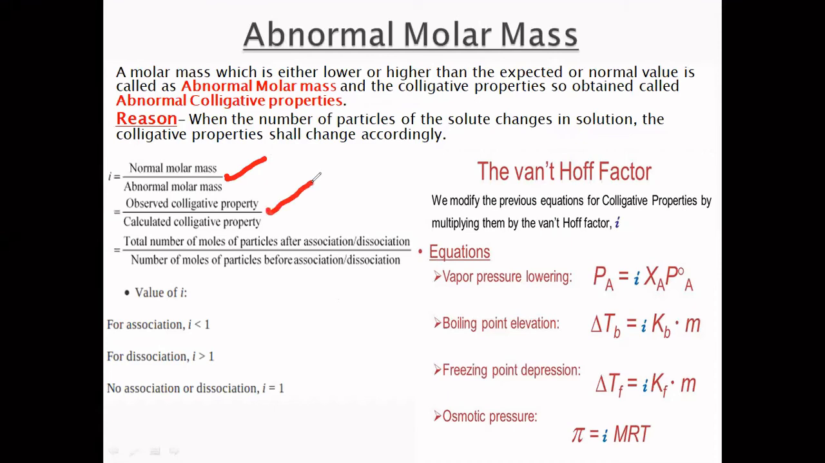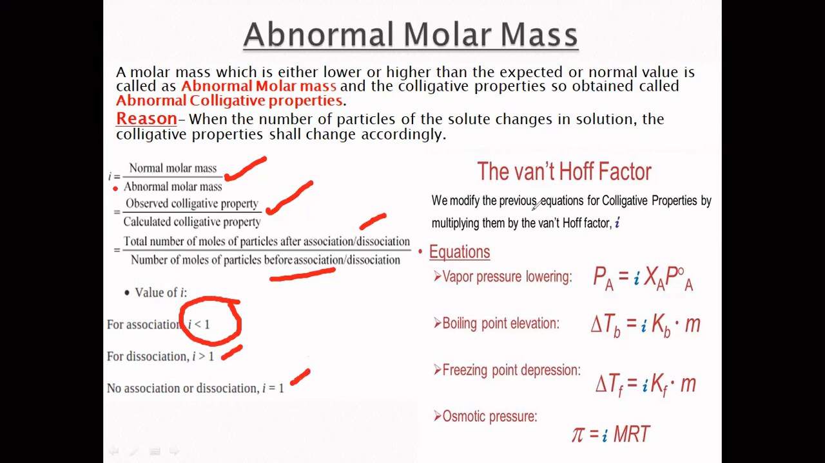One more formula is observed colligative property divided by calculated colligative property. And the third is total number of moles of particles after association or dissociation divided by number of moles of particles before association or dissociation. This is how we can calculate the value of the Van't Hoff factor, represented by i. If association takes place, i is less than 1. If dissociation takes place, it is more than 1. If no association or dissociation, then i is equal to 1.